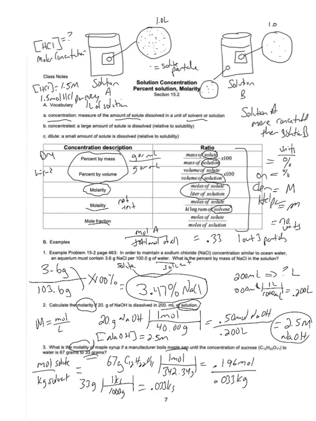So 0.196 moles divided by 0.033 kilograms gives us 5.93 molal. Okay, sucrose. So 5.93 molal sucrose is how we would say it. If you would just put the units, it would be 5.93 little m. Little m means molal, big M means molar.